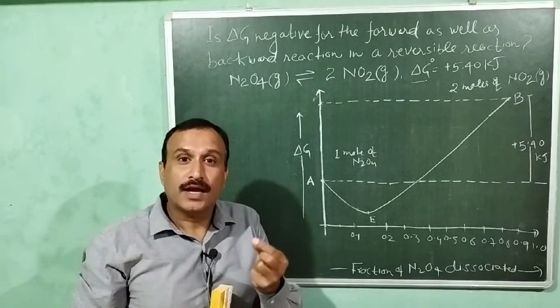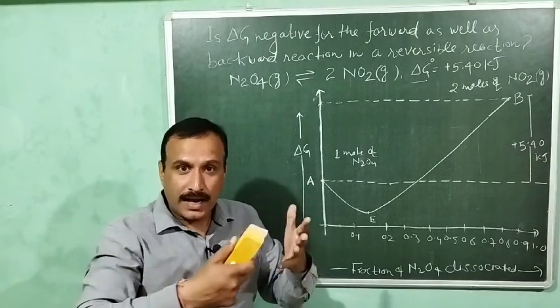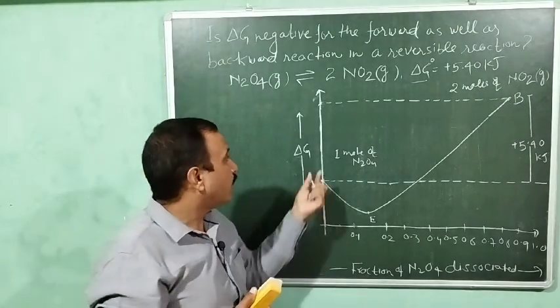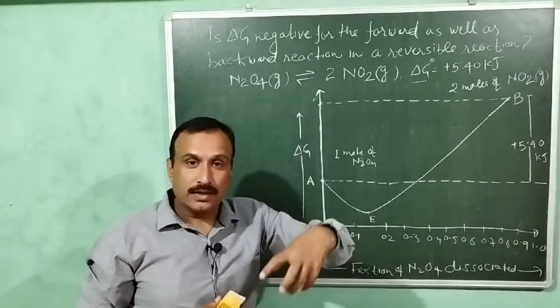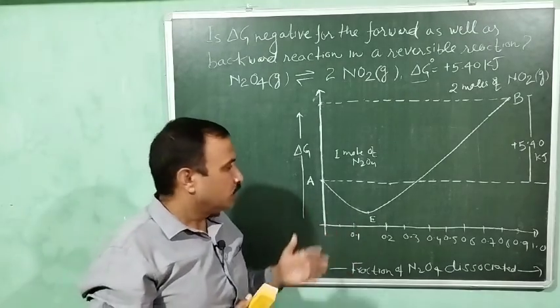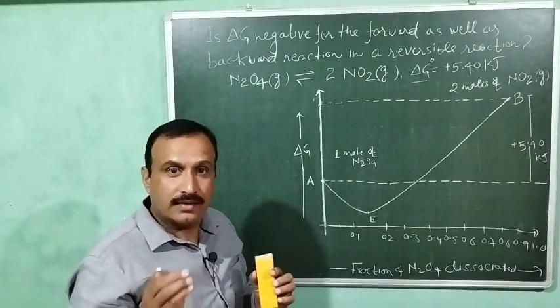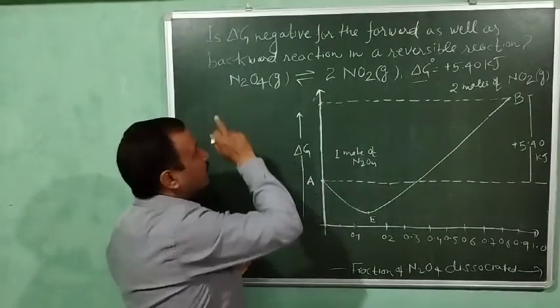And now coming back to this curve, okay, so this curve will tell us about the free energy of the reaction mixture. Okay, as the reaction will proceed, then we will have the mixture of your N2O4 and NO2 in the reaction. So let us explain it. Now I am trying to attain the chemical equilibrium from the reactant side.